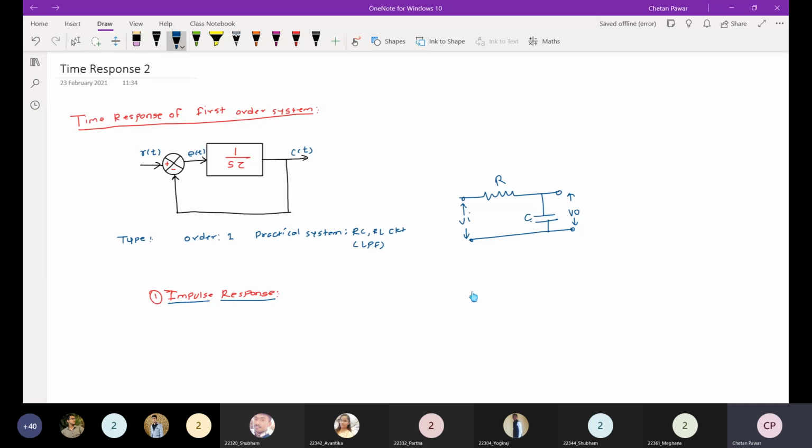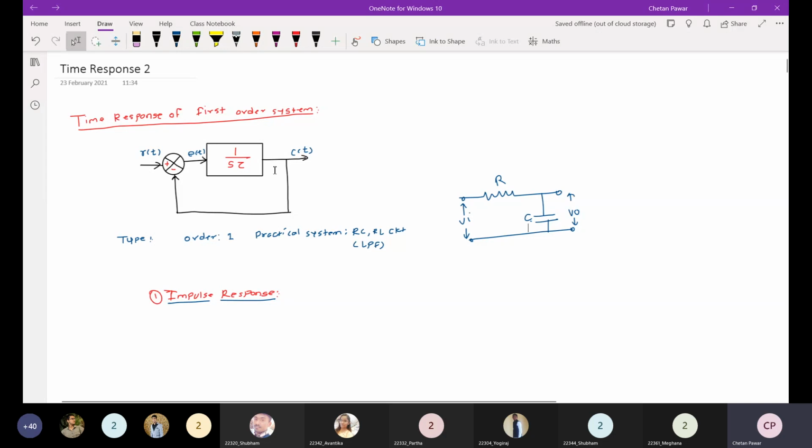Now here you can see the open loop system, which is connected with negative feedback. So this overall system is a closed loop system, a closed loop negative feedback system. The order of this system is 1 because there is only one pole in the open loop system.